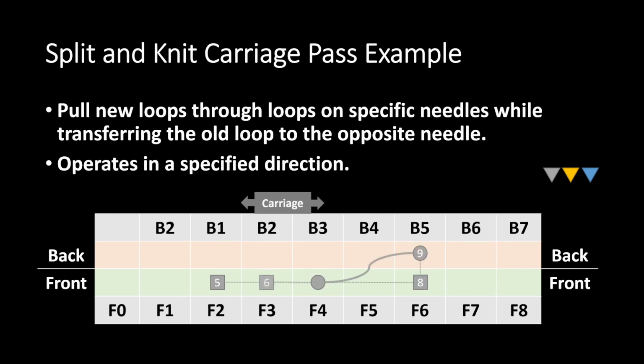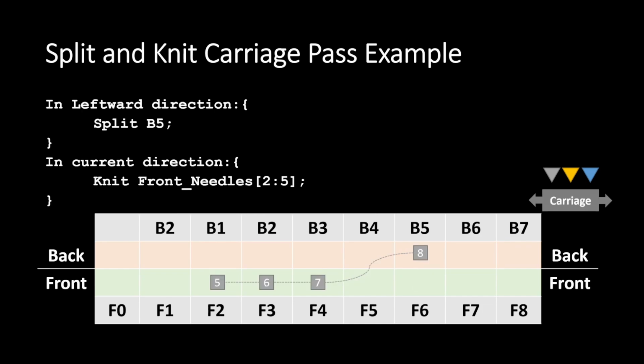So here we split, and then we can knit afterwards. But in order to do this, we would need to specify 2 different passes. First, we can say in a leftward direction, split B5, which is going to move leftward and split across. And then we can say in the current direction, which is going to be leftward, we're going to knit on the front needles between 2 and 5. So this is going to allow us to do 2 kind of simultaneous carriage passes in the same direction, making that nice, smooth motion here.